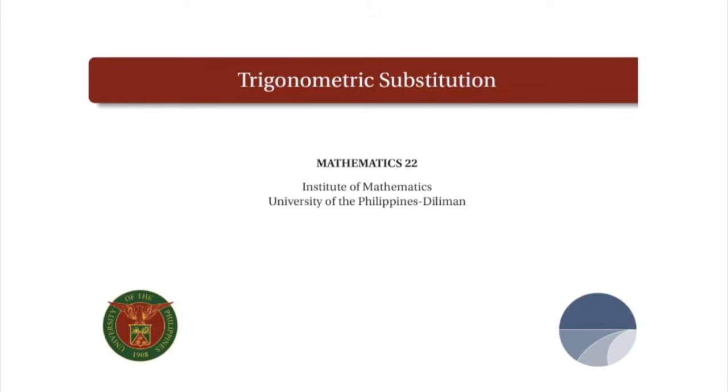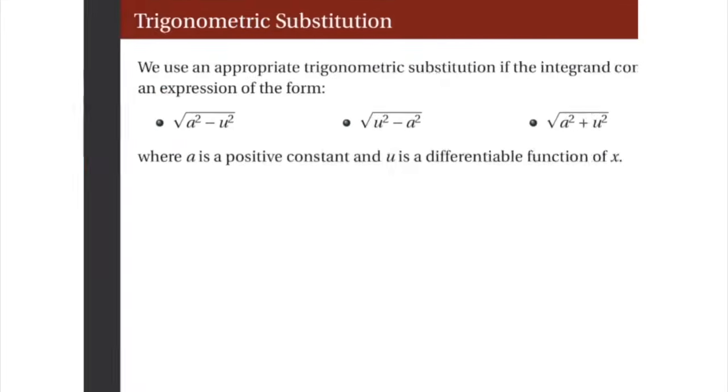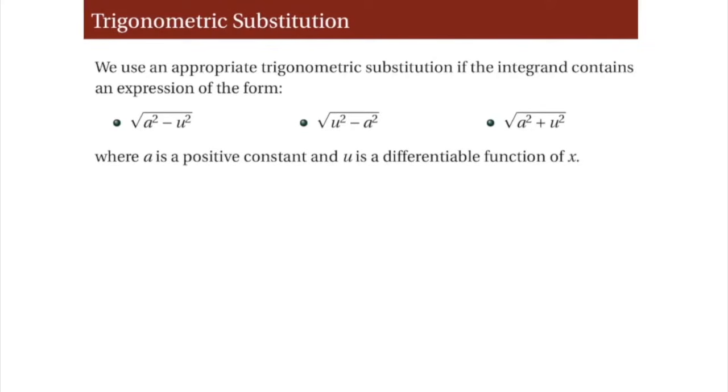So, to start, for trigonometric substitution, we use an appropriate trigonometric function if the integrand contains an expression of the form given here by the following: square root of a squared minus u squared, square root of u squared minus a squared, or the square root of a squared plus u squared, where a is a positive constant, and u is a differentiable function of x.